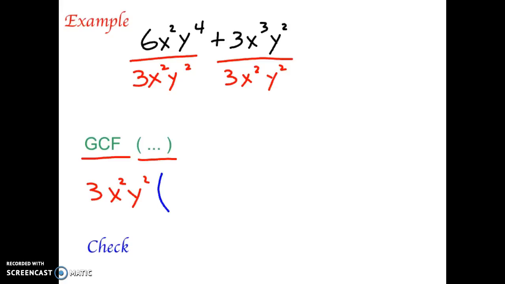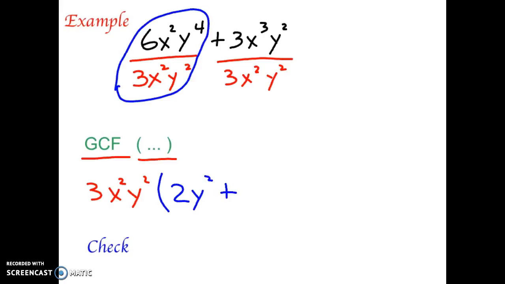Now we need to find the quotients to put on the inside of the parentheses. So when we do the first division here, 6 divided by 3 will be 2. X squared over x squared will simplify to give us 1. And y to the 4th over y squared will simplify to give us y squared. Keep the sign the same, and then do the second term. 3 divided by 3 will be 1. X cubed over x squared will be an x. And y squared over y squared will simplify to give us 1. So we're just left with an x in the parentheses.